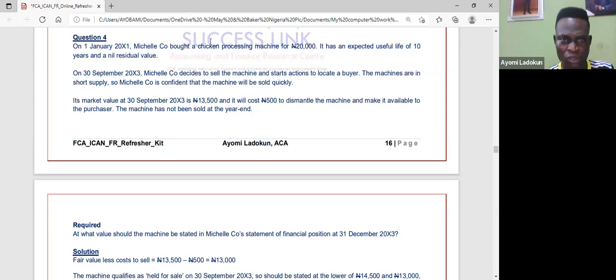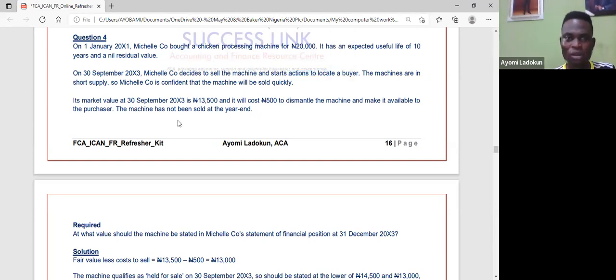1st January 20X1, Michiko bought a chicken processing machine for 20,000. It has an expected life of 10 years. On 30th September 20X3, Michiko decided to sell. Did you see that? They decide to sell the machine and start actions to locate a buyer. So here, they have already met those conditions.